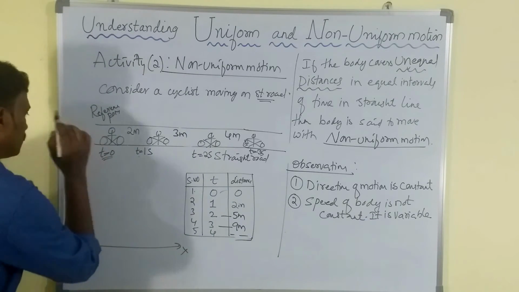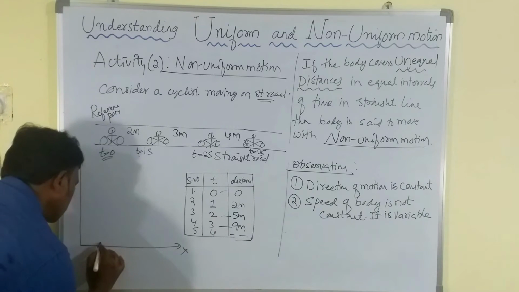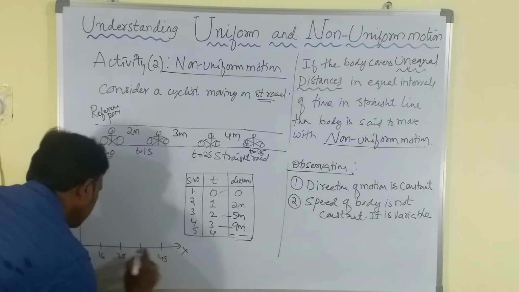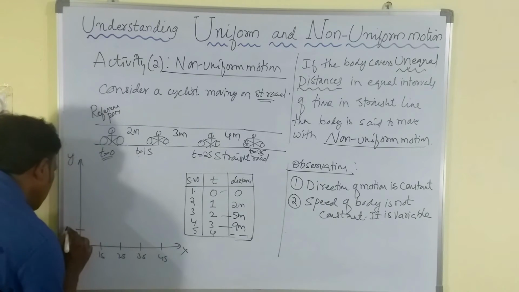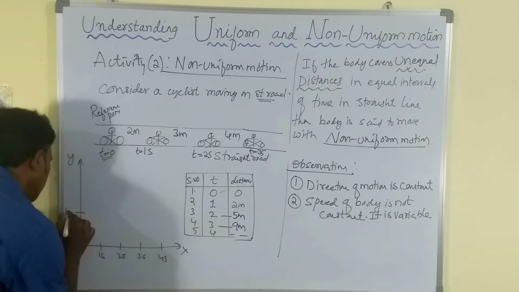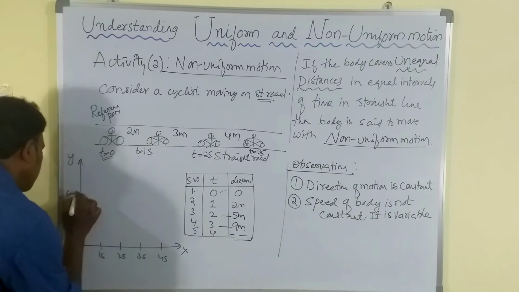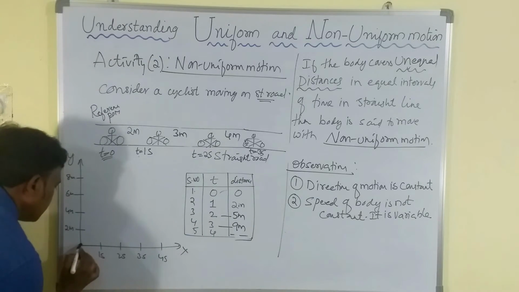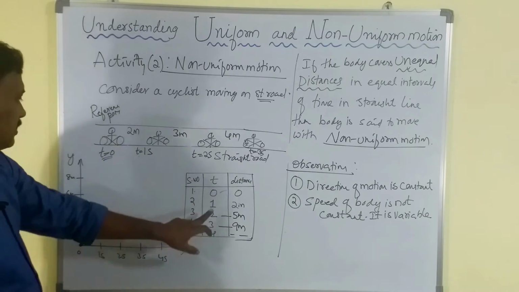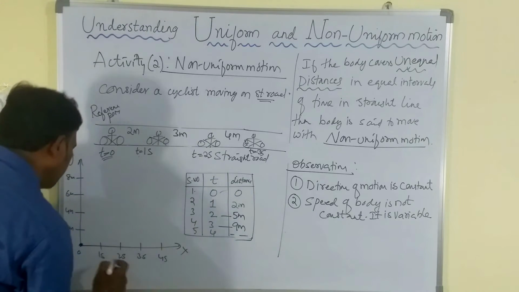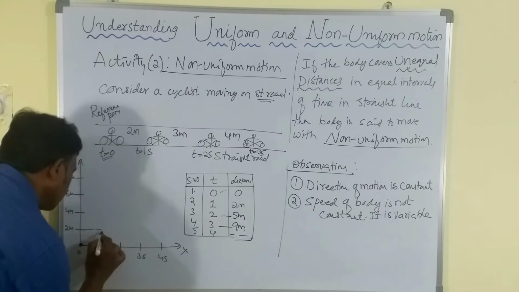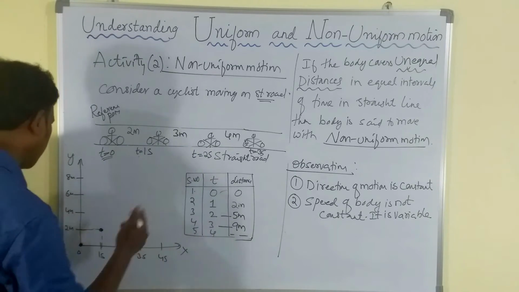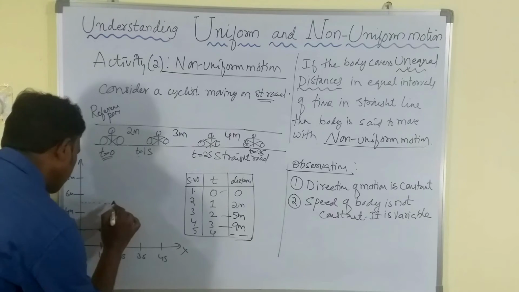X-axis and y-axis. Okay, so 1 second, 2 seconds, 3 seconds and 4 seconds. 2 meters, 4 meters, 6 meters, 8 meters. So first initially the position is here, and after 1 second it is 2 meters. That is, you get the point here, and at 2 seconds it is 5 meters, so it is here.